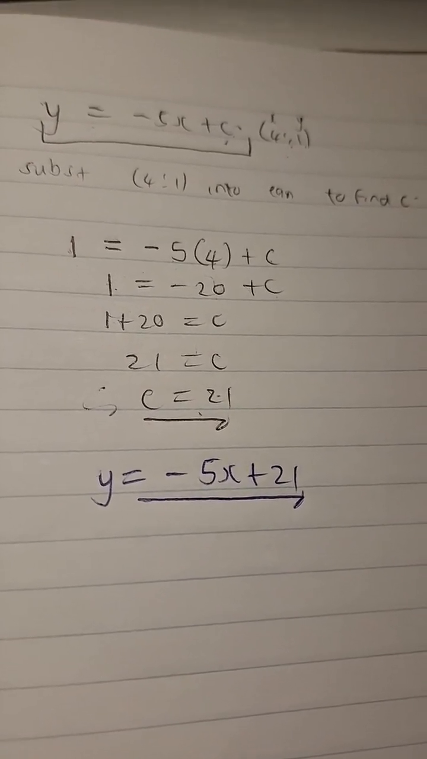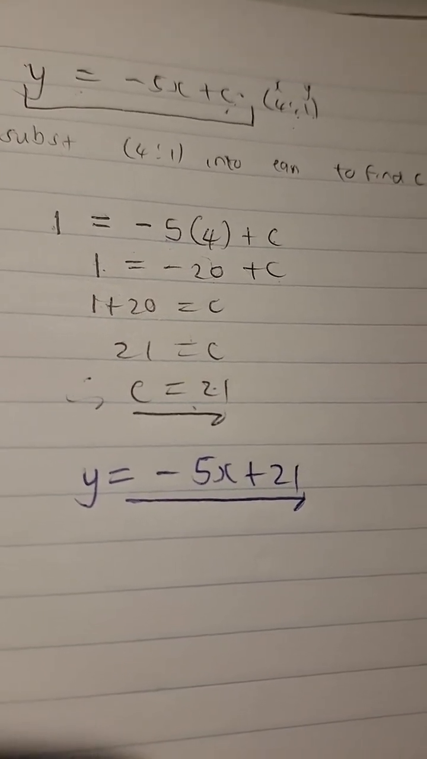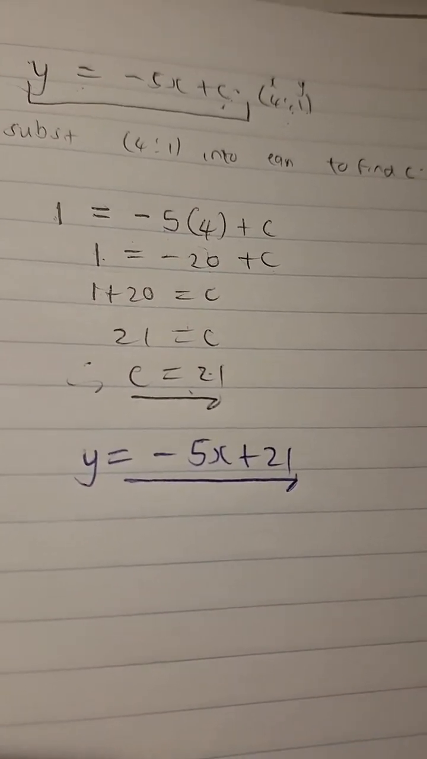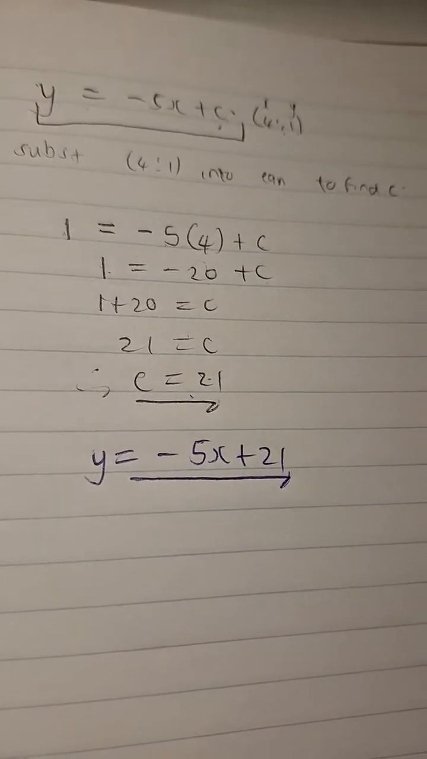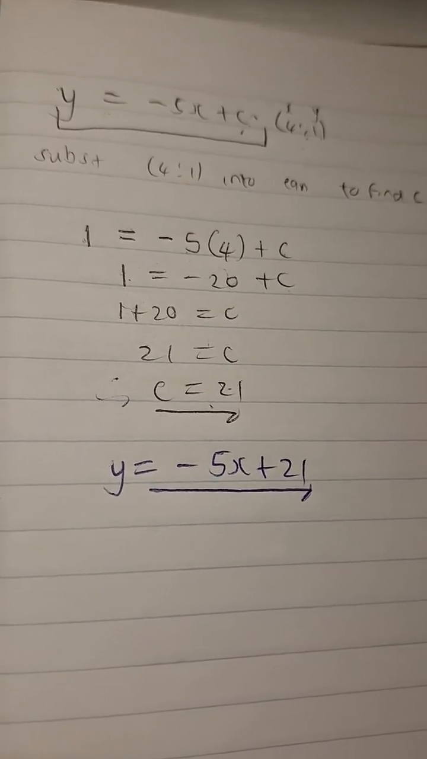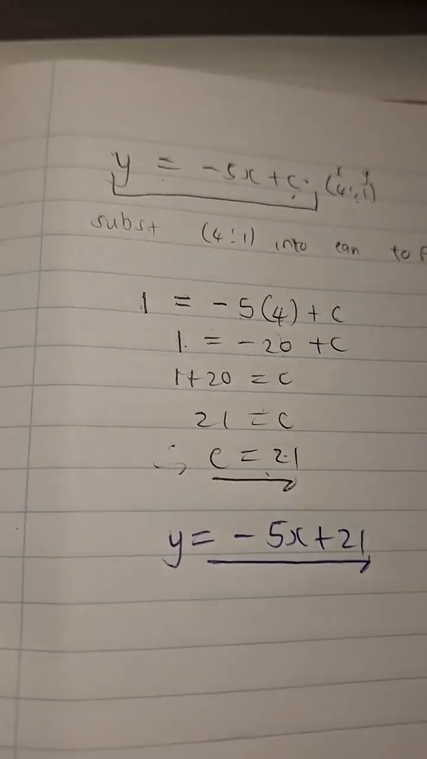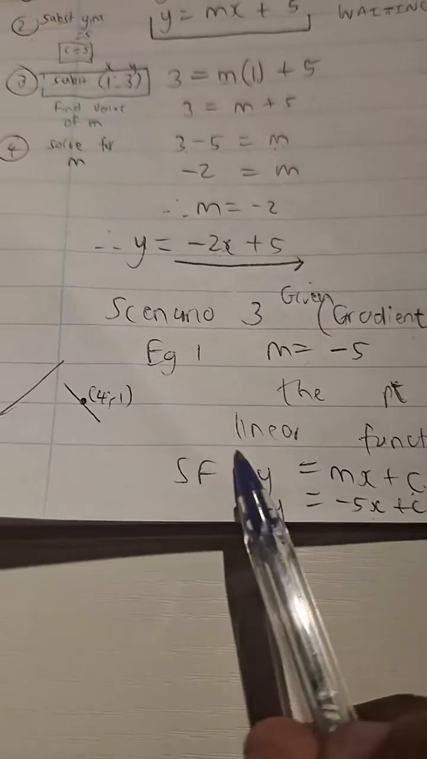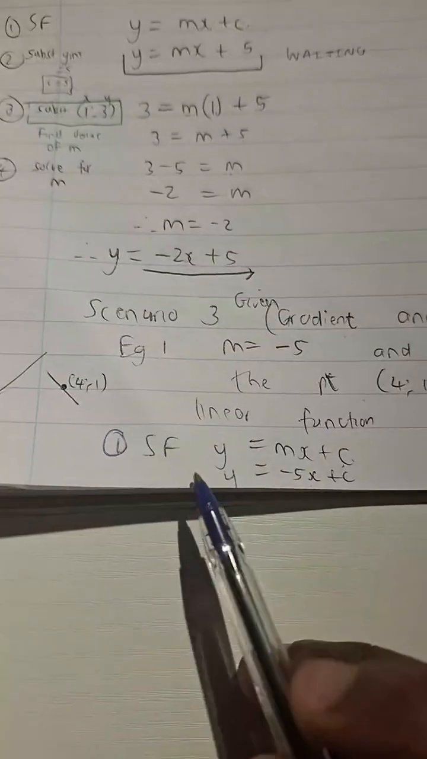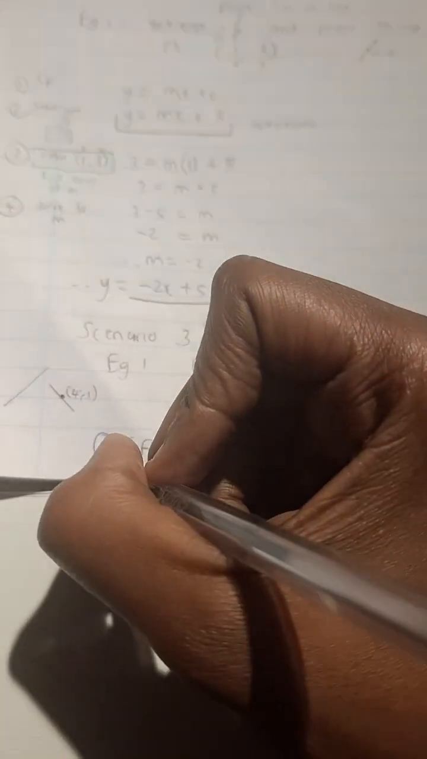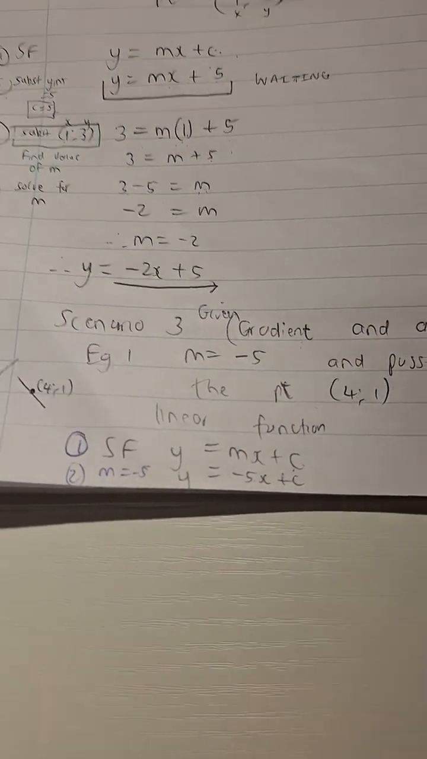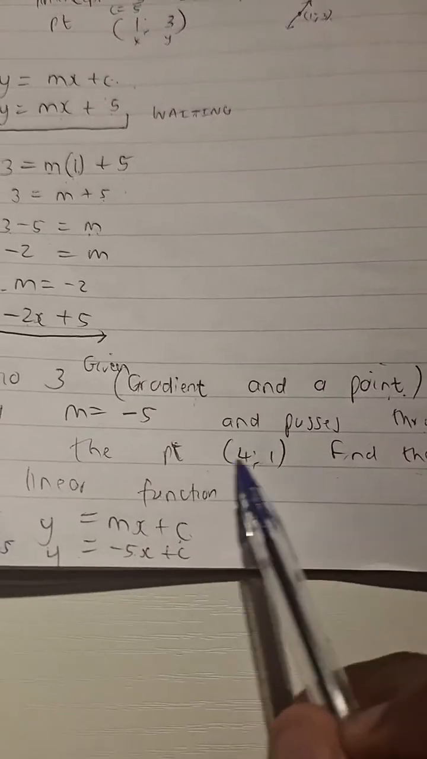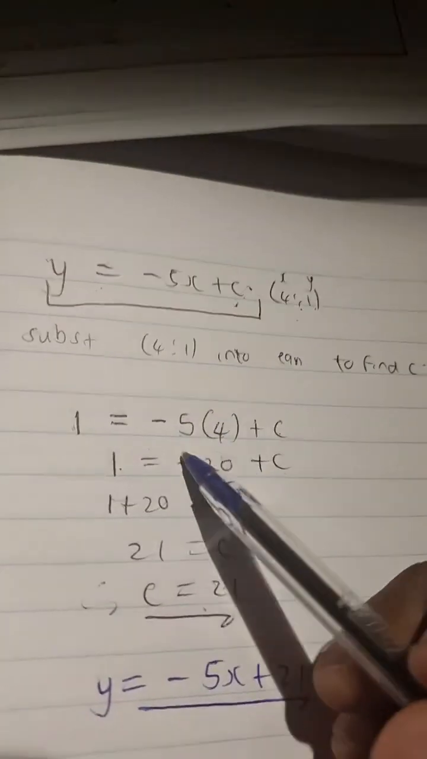All right. When we are given the gradient and another point, this is how we find the equation of the straight line, very simply and straightforward. So step 1, what did we do? We wrote the equation in standard form. Step number 2, we substituted m is equal to -5 in its place. Step number 3, we used the point 4 and 1.